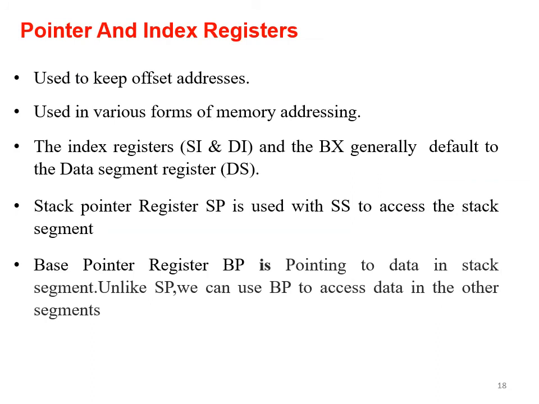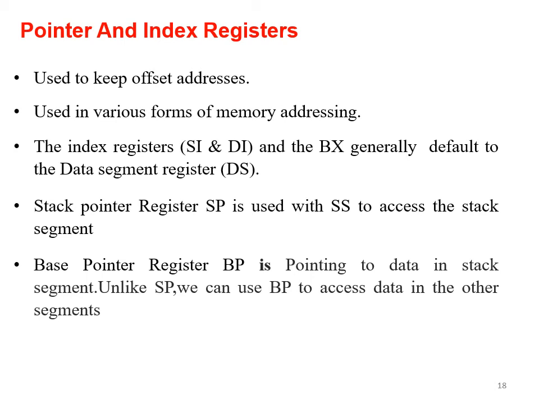We also have pointer and index registers, which are mainly used to keep the offset addresses. These index registers SI and DI, and BX, generally default to the data segment register. If they hold an offset address, then for the effective address calculation, it will be added to the 4-bit left shifted data segment register value. So it is actually pointing to things stored inside the data segment. That offset will be given in the SI, DI, or BX register.